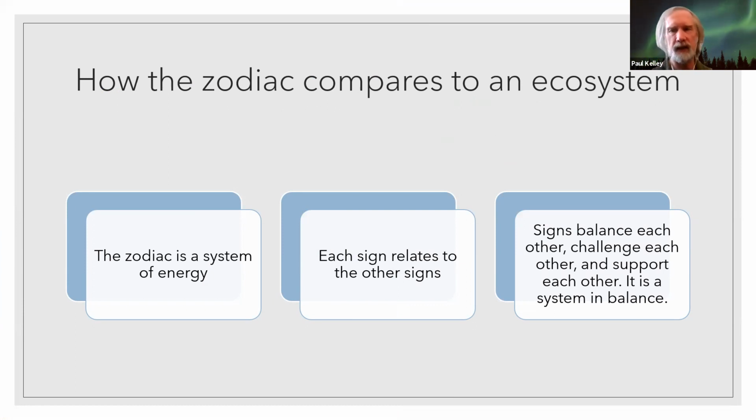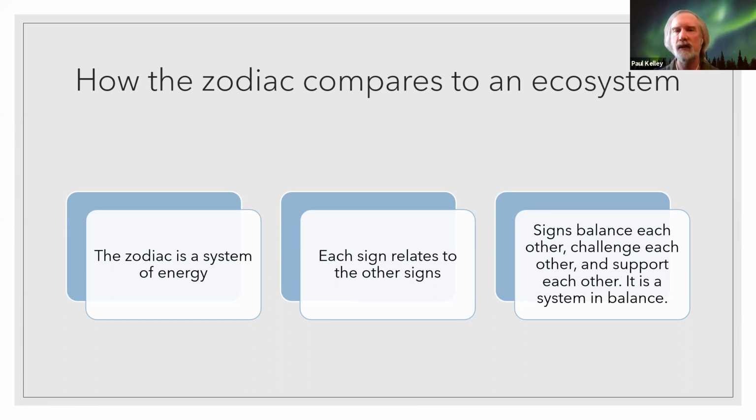Well, it's a system of energy, and so is the zodiac. Each sign relates to all of the other signs. The nature of those relationships is what we're going to be looking at in this lecture. And the signs balance each other, they challenge each other, they support each other. It's a system in balance. Every part is an essential piece. You take one piece out of the puzzle and you're missing part of the whole. It's no longer a functioning system.